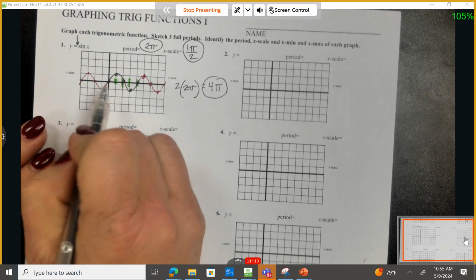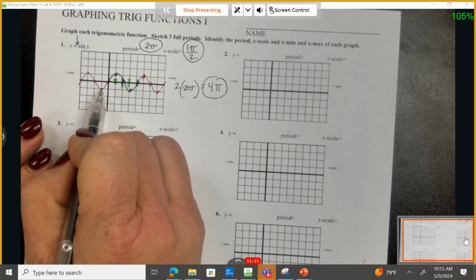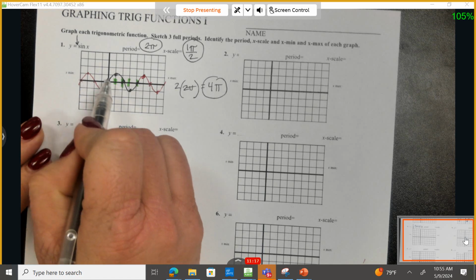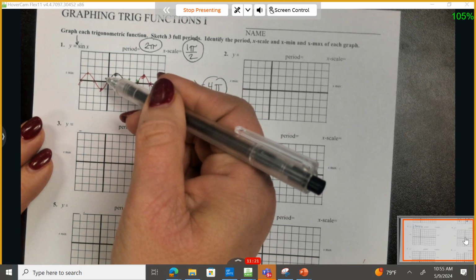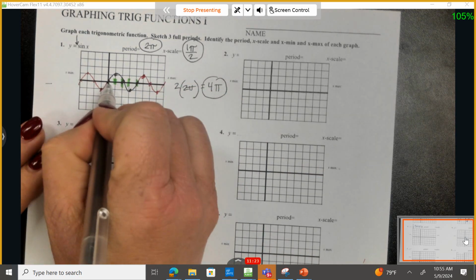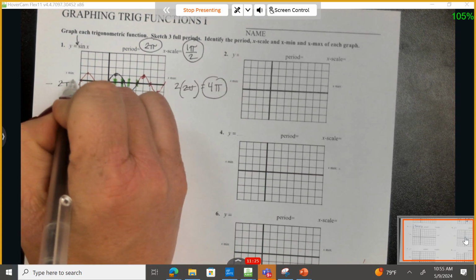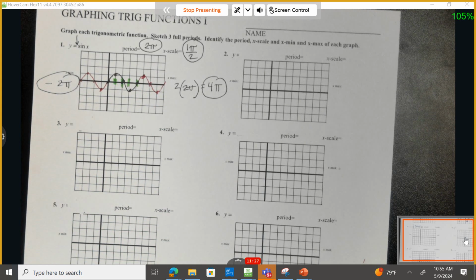Okay, let's do this one. Now, even though this cycle went down first, I still have a hill and a valley. So this is 1 cycle to the left of the origin. Whenever we go to the left of the origin, it's negative. And I did 1 cycle. A cycle is 2 pi. Okay, let's go up to the next one.